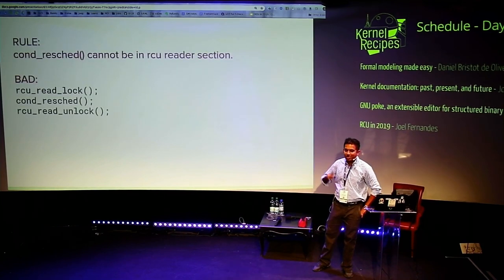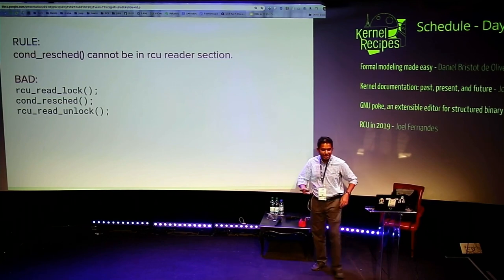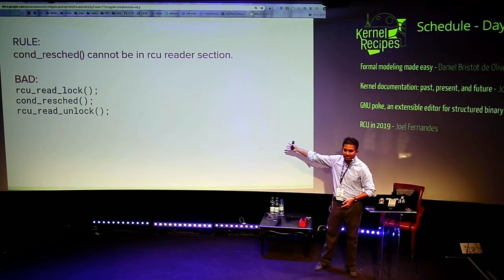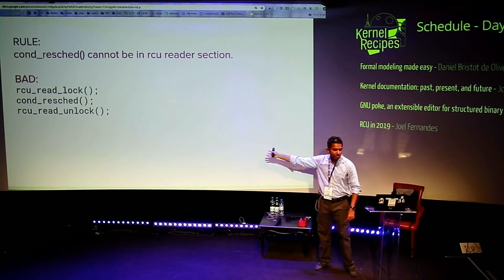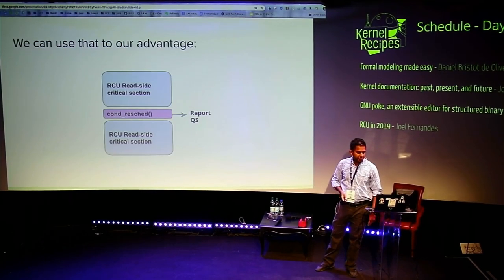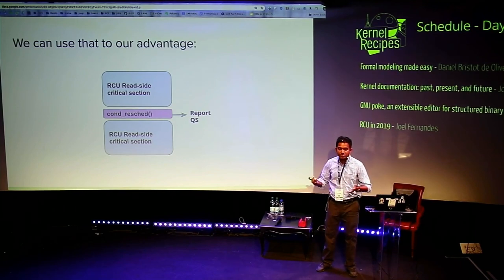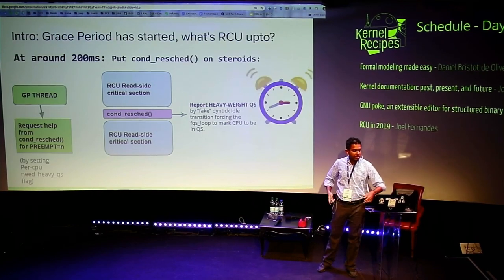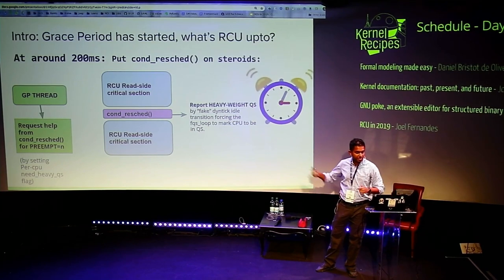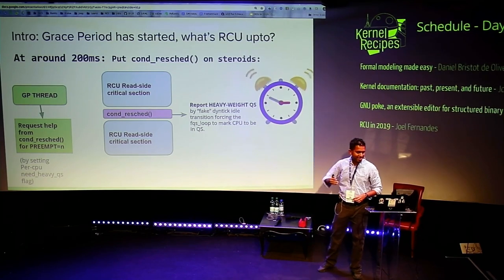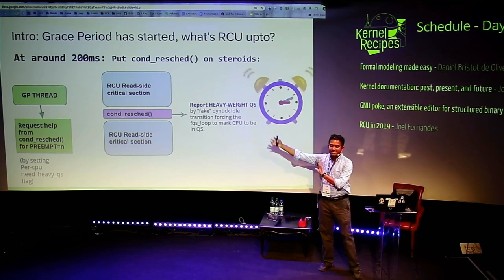So because cond_resched is kind of a quiescent state, it's impossible. As I said, quiescent states are impossible in RCU readers, which means that if you had some code like this, this is a bug. You cannot have code that does cond_resched in the middle of an RCU reader. Okay, so we can use this concept to our advantage. As I was saying, cond_resched means reporting of quiescent state. However, it's not a heavyweight quiescent state. It's a lightweight quiescent state. So at 200 milliseconds, the grace period thread sets another flag, which the cond_resched function reads, and it now converts that lightweight quiescent state into a heavyweight quiescent state.